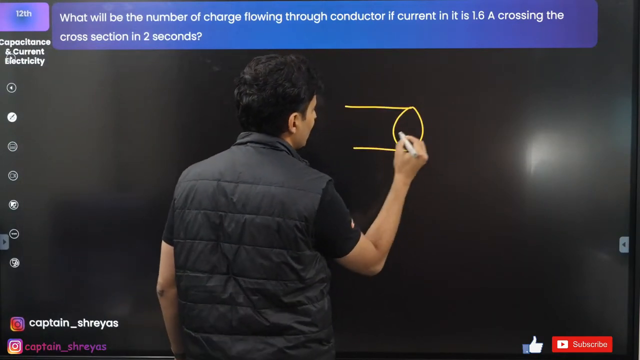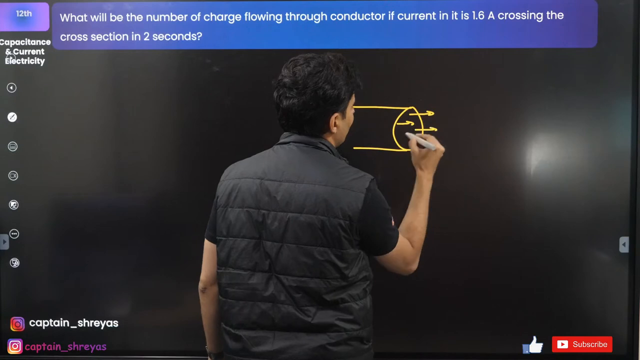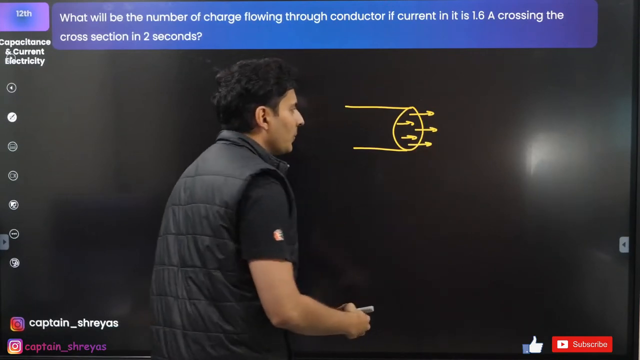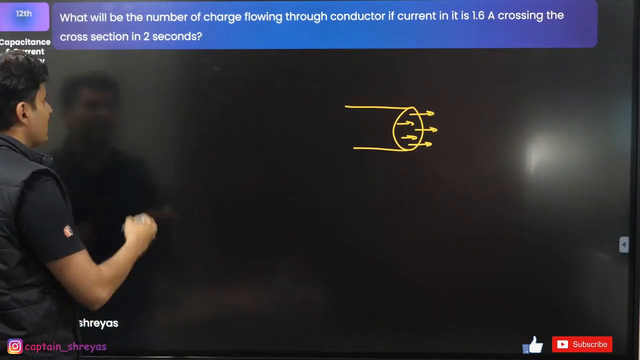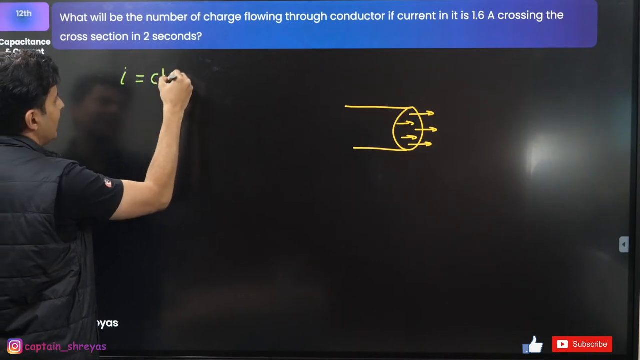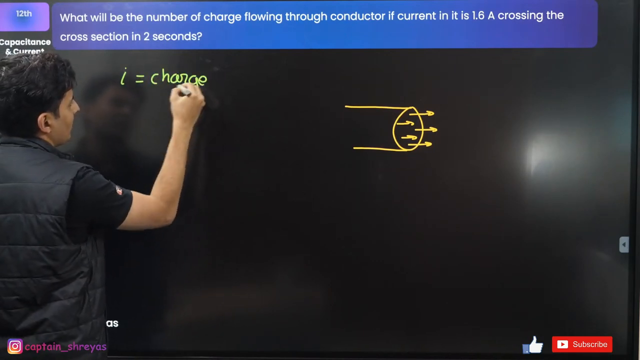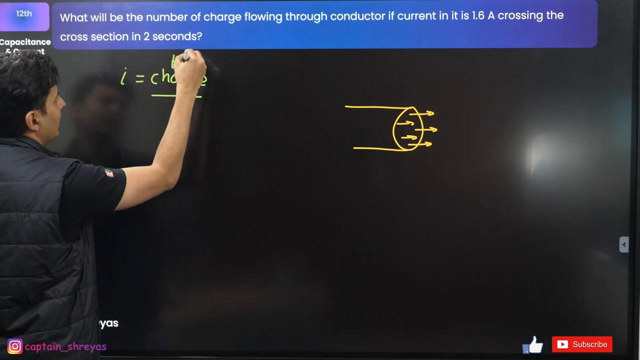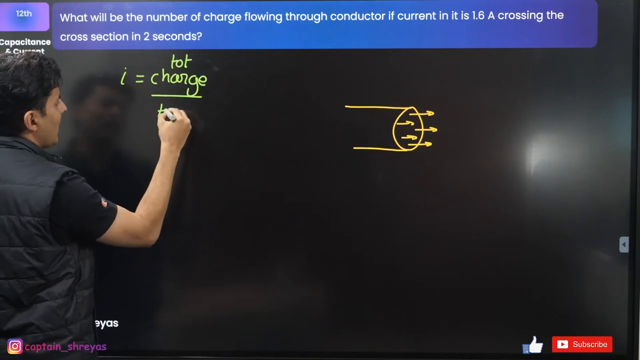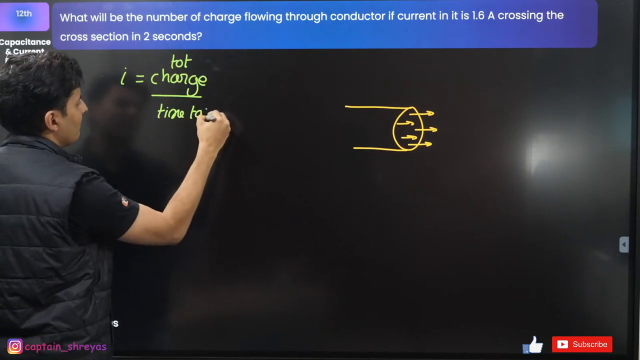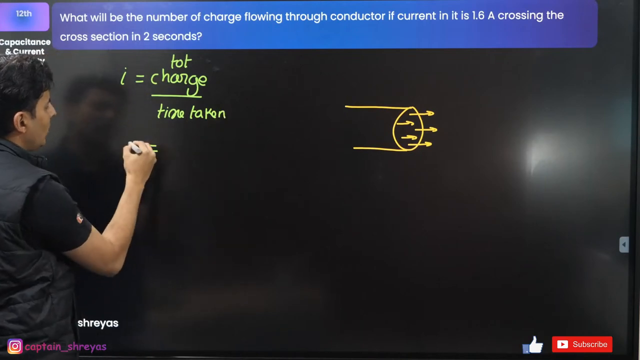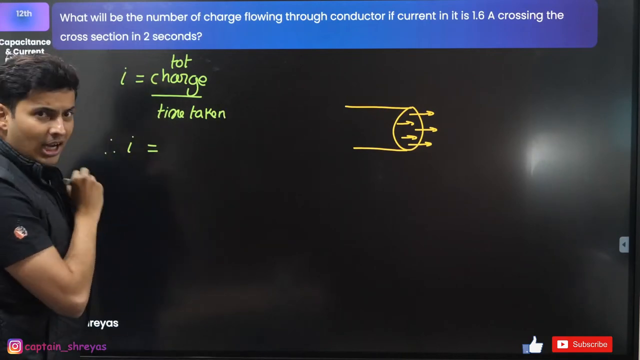This is a cross section. So how many charges do you think will flow? Well, I know the definition of current. Current is basically the total charge that flows divided by the time taken.